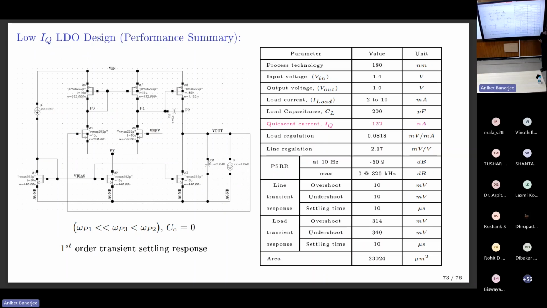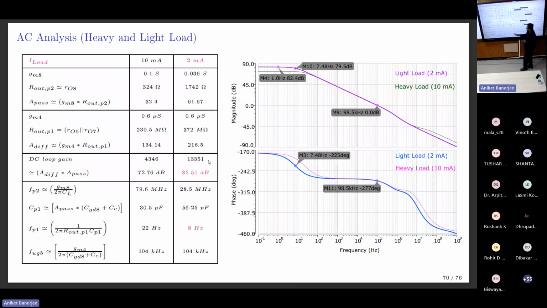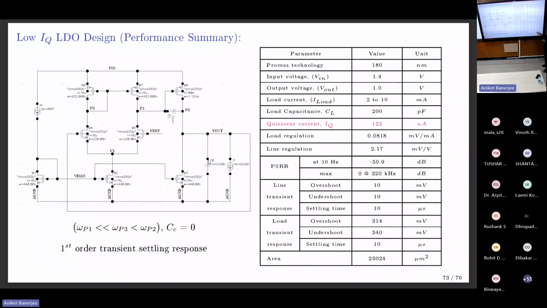So now this is the summary. This design is for a low nanoampere quiescent current, with load regulation and line regulation met. PSR numbers met 50 dB because 60 dB PSR ties to a gain of 1,000, and now we have a gain of 4,000, so this should be easily met. The problem here is the loop bandwidth. The first pole is at a very low hertz and the loop bandwidth is around kilohertz, so your transient response time will be very high. In this case, it is 10 microsecond transient response.